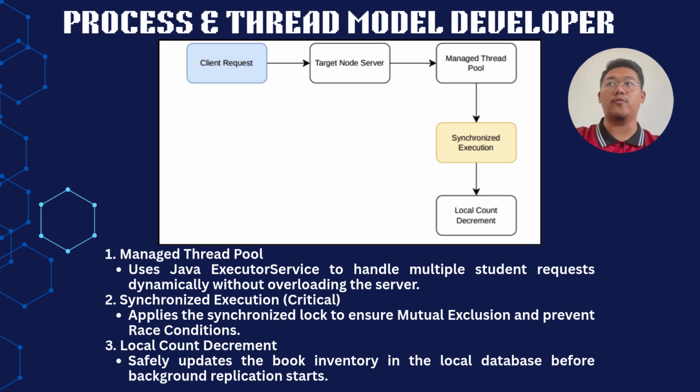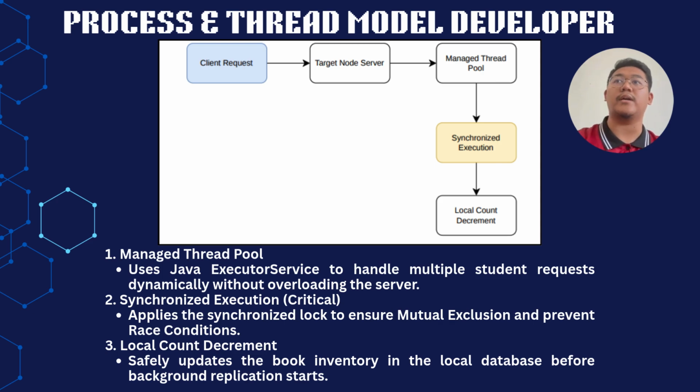So now we move to the most critical part, which is the yellow box, the synchronized execution. When many students try to borrow the same book at the same time, we face a race condition. To prevent this condition, we implement a synchronized execution barrier, as I showed in the code before.